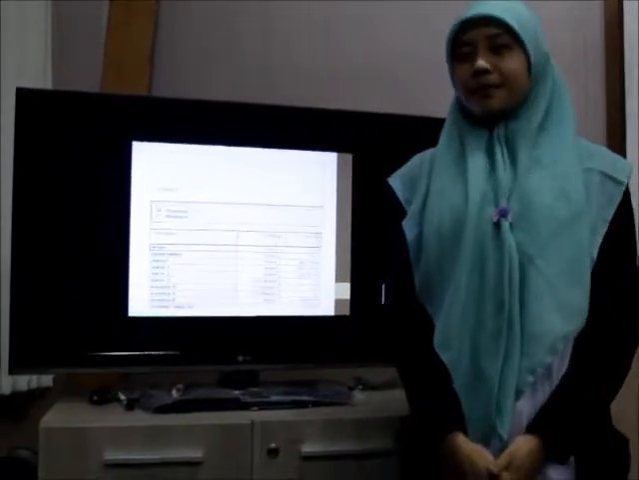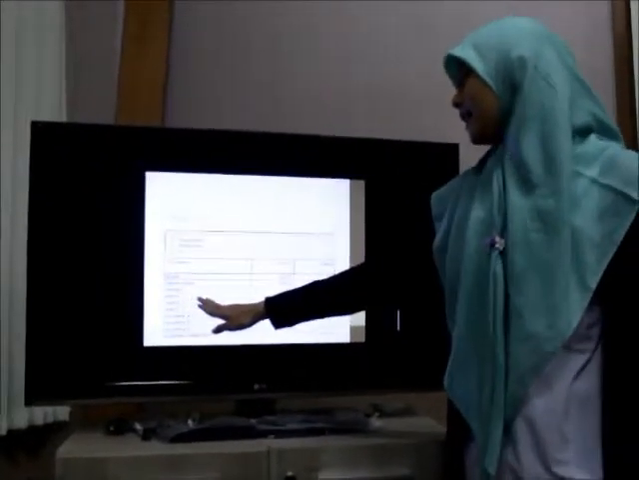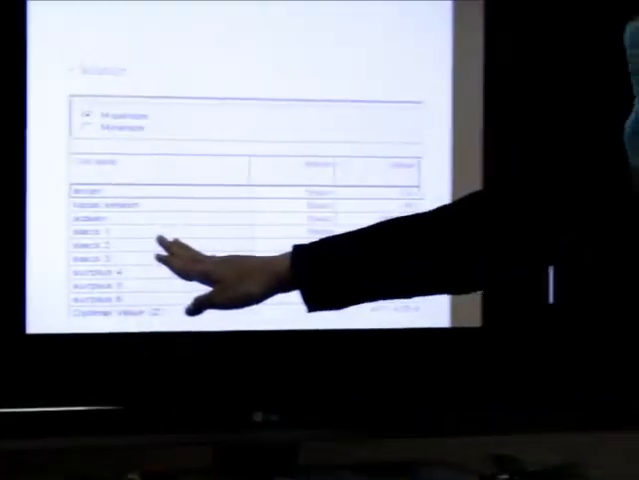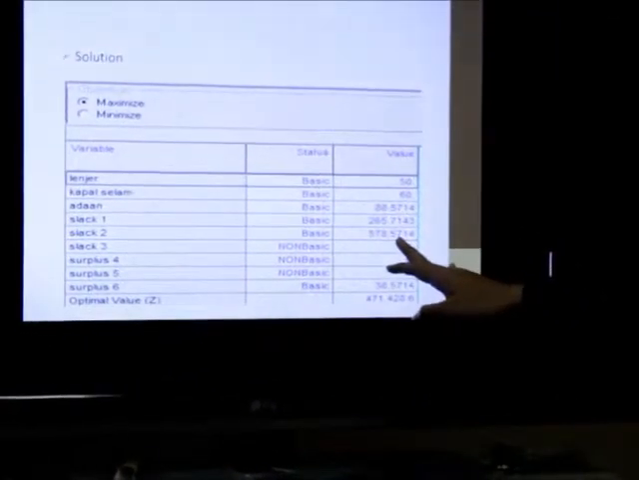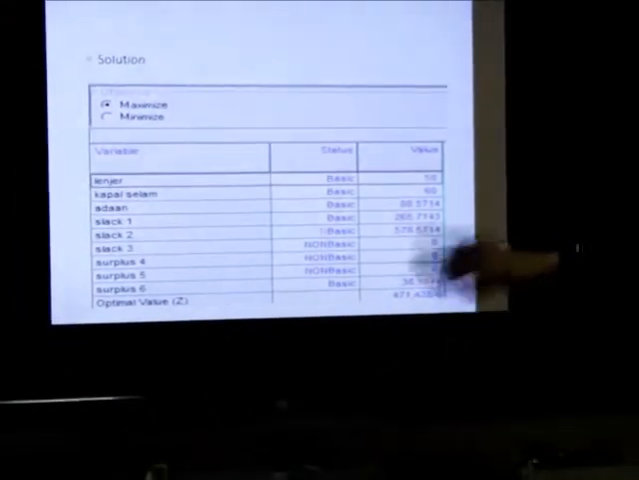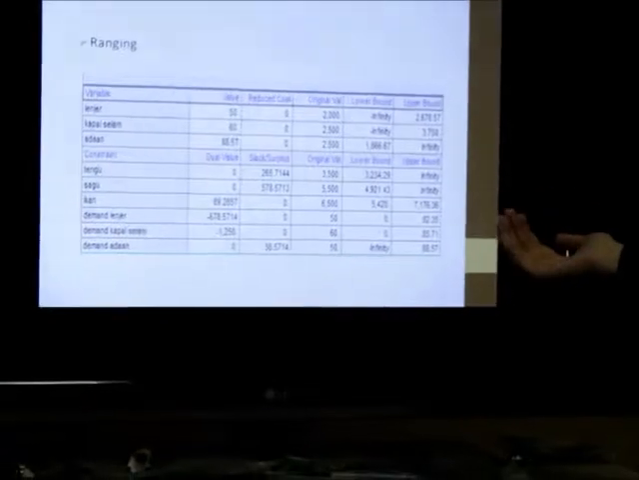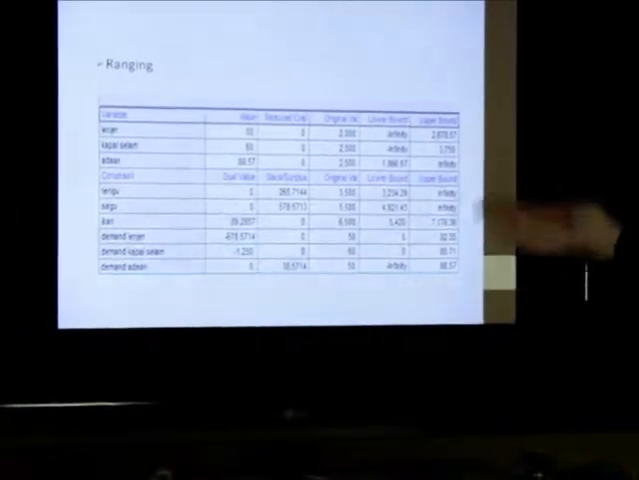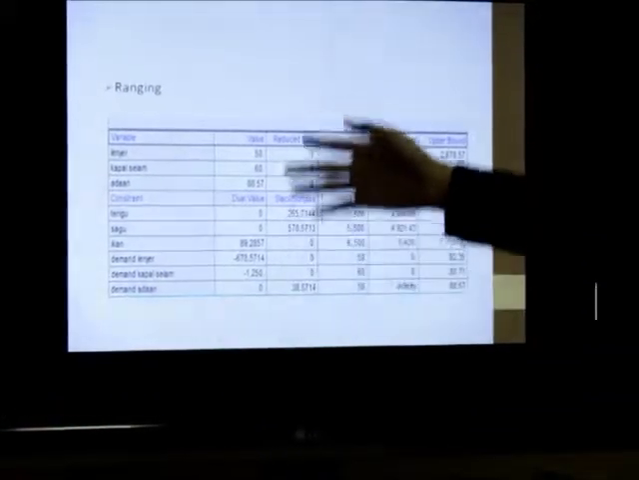Okay, my name is Dian Fatima Putri. I want to explain to you about the integer programming. Like Prima Anissa said, the value of adaan that has to be provided is still a decimal value. So we have to do the integer programming. First, we have to see the ranging tables. In this table, we focus on the slack and surplus column.